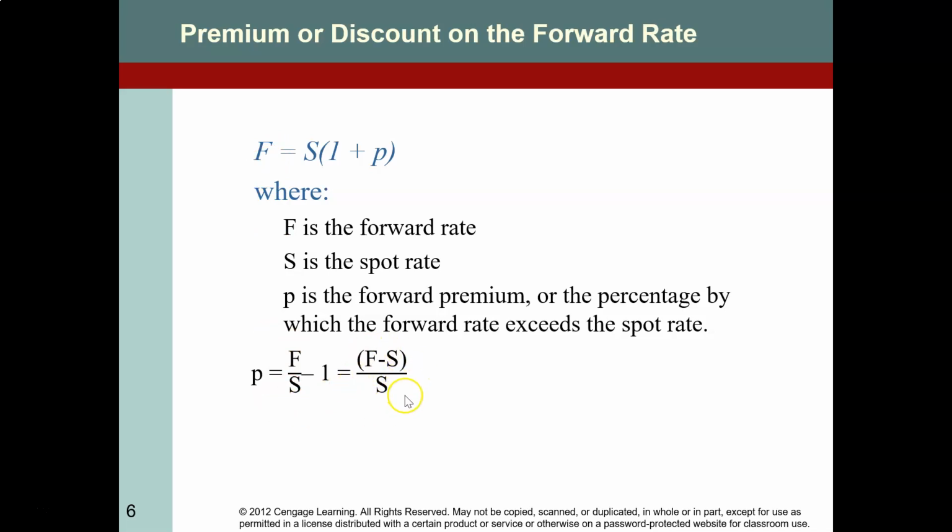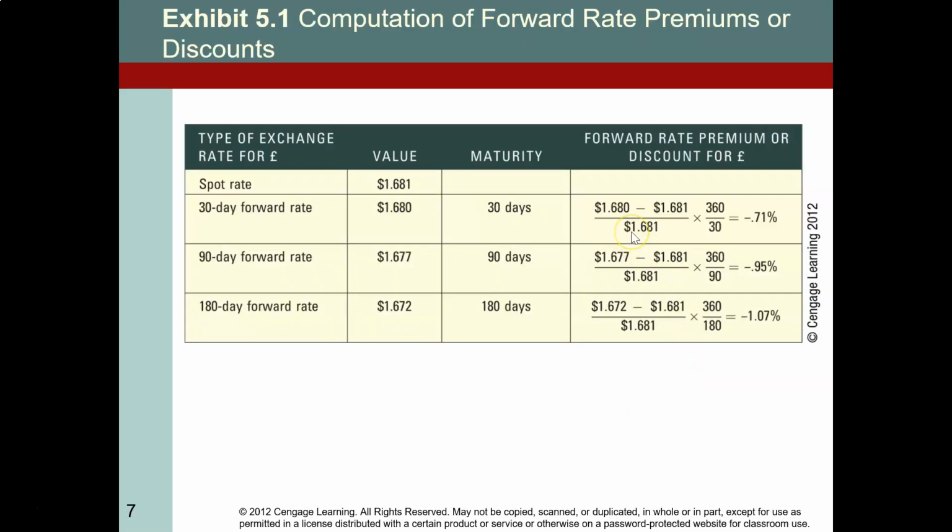Okay, and this alternative version of the relation between spot rate, forward rate, and forward premium is used in our graph here. We're using forward rate minus spot rate divided by spot rate to calculate the basic forward premium. And because this is a 30-day forward rate, we want to annualize it. So we divide by 30, multiply by 360. Okay, so we make the forward rate premium annualized, which is negative 0.71% here. So it's a forward rate discount here because it's negative.